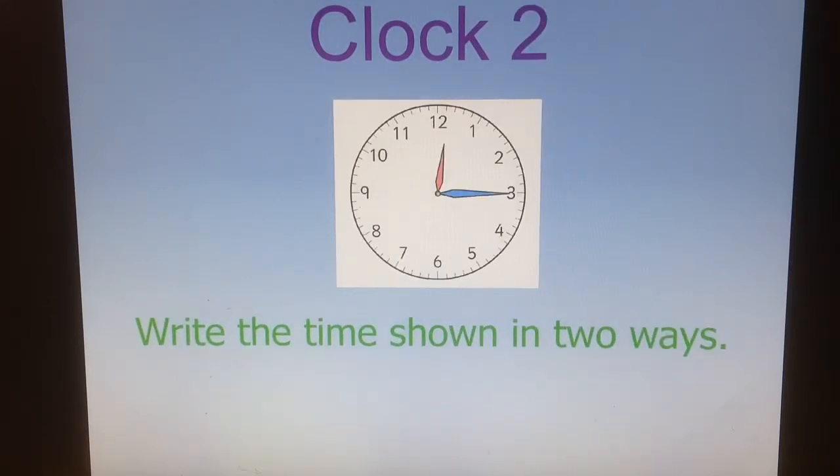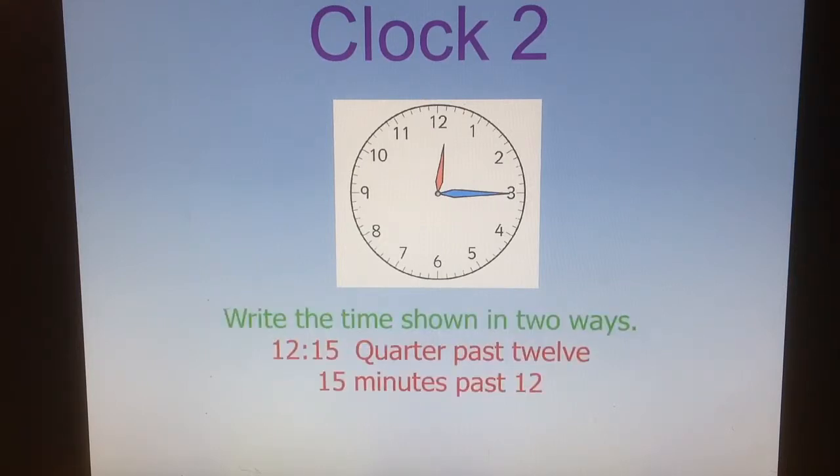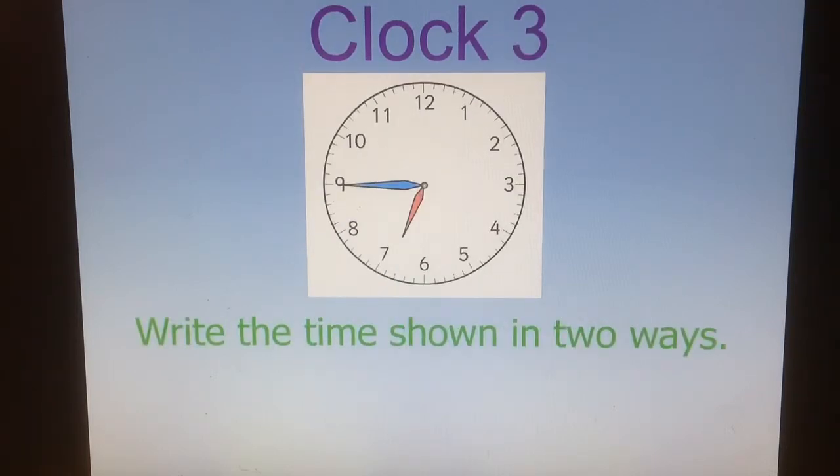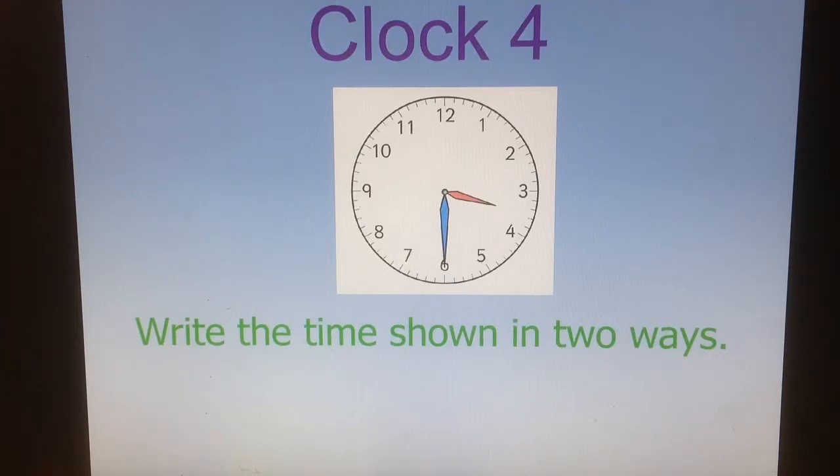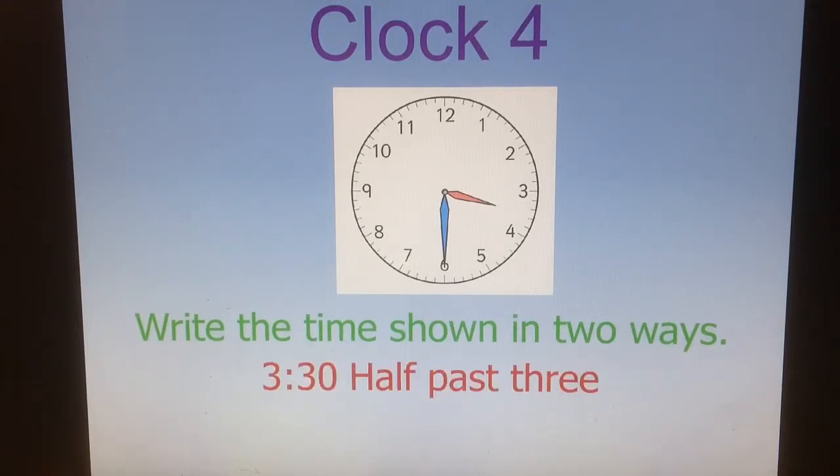How about this time? We could call it 12:15. We could call it 15 minutes past 12. How about this time? We could call it 6:45. We could call it 15 minutes to 7. Call this 3:30, or we could call it half past 3.